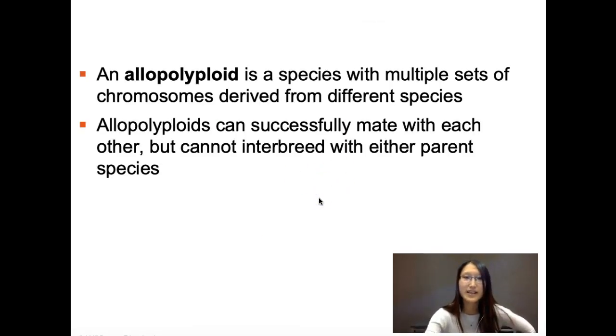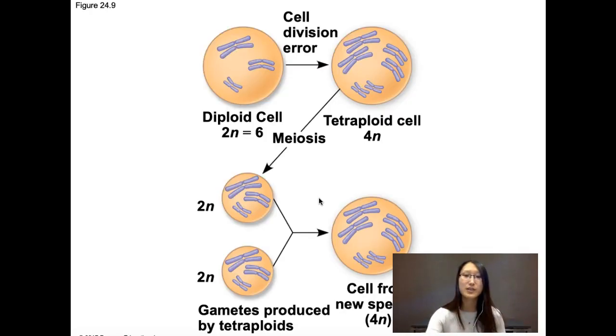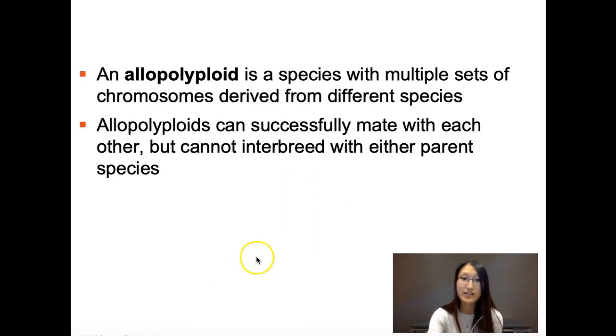So the next one that we can see is allopolyploid, which is having multiple sets of chromosomes derived from different species. So right here we have 2 polyploid gametes. Anytime you have gametes that are more than 1n, that's called a polyploid gamete. So these 2 all came from the same species. This is talking about 2 different species producing polyploid gametes, and the combining of those 2 polyploid gametes can produce an offspring that eventually becomes a new species.